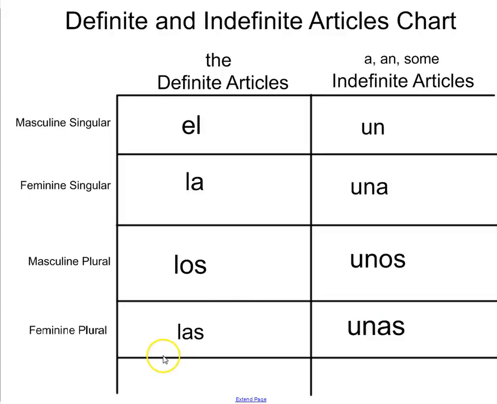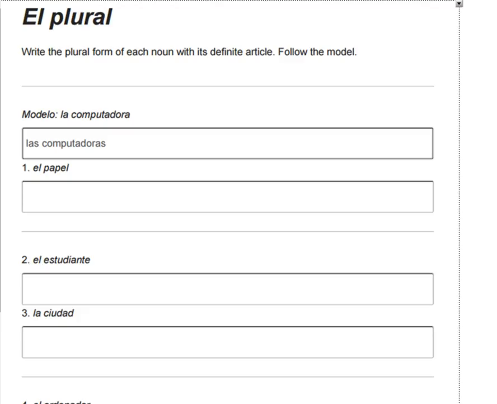Cool? All right, so let's do some quick practices here. These are attached worksheets to one of the assignments that you have to complete.